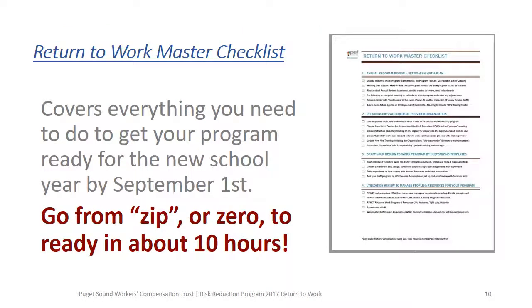Let's focus now on the Return to Work Master Checklist. It covers everything you need to do in your program to get ready for the new school year, or by September 1, if that's what you choose to do. Certainly you can take more time, do it a little bit each month as the school year progresses. Some people want to be ready for when the doors open. We want to help you go from zip, or zero, to ready in about 10 hours. And I think you'll see everything's very distinctly set up so that it's easy and fast for you.